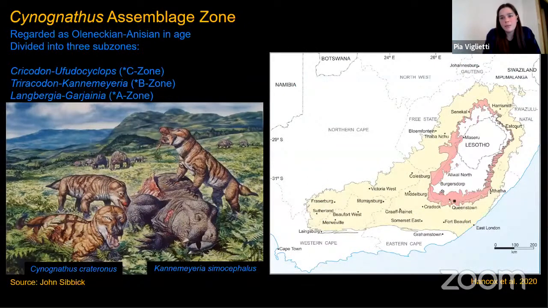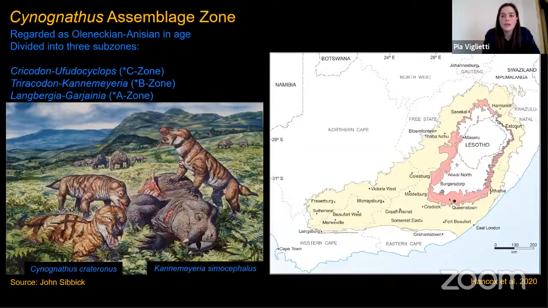As I mentioned earlier, I am interested in collecting more stratigraphic data from the Cynognathus zone, as part of a grant I plan to submit to the National Science Foundation with Ken and Jelzik. The Cynognathus zone covers vertebrate communities in the Burgersdorp Formation and is the youngest assemblage zone of the Beaufort Group. It's regarded to be Olenekian to Anisian in age and is divided into 3 subzones. The most common fossils in the Cynognathus zone represent Cynognathus, which spans all 3 subzones, and Kannemeyeria, which is only from 1 subzone.